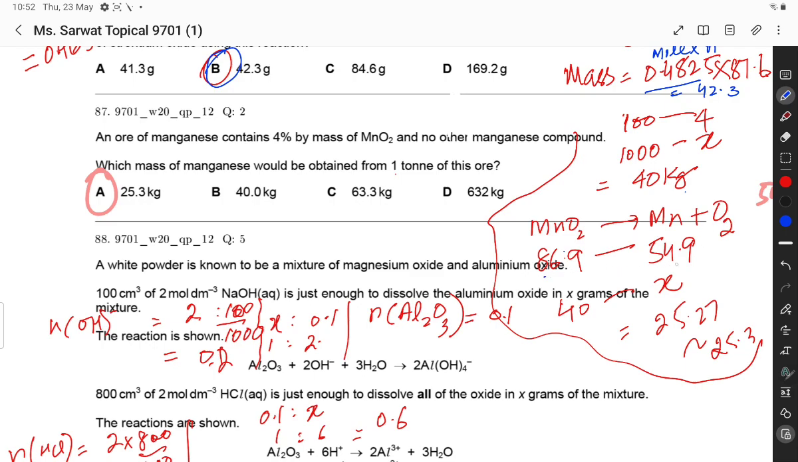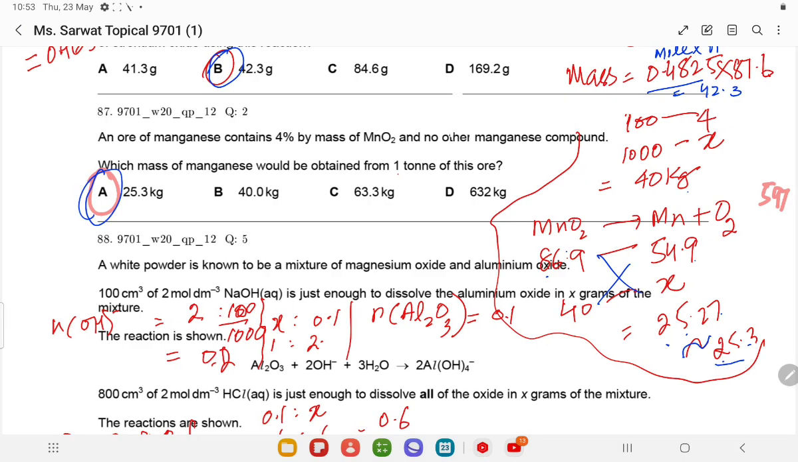86.9 gives 54.9 gram of manganese. So what would be the manganese when 40 kg is used? So this is equal to X. By cross multiplying we get 25.27, approximately 25.3. So this is the best option, 25.3.